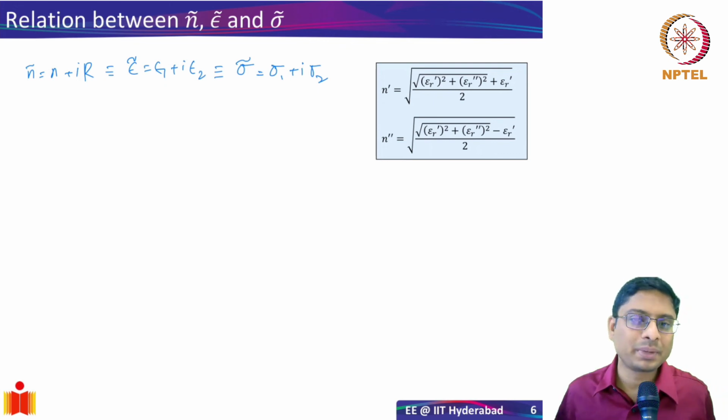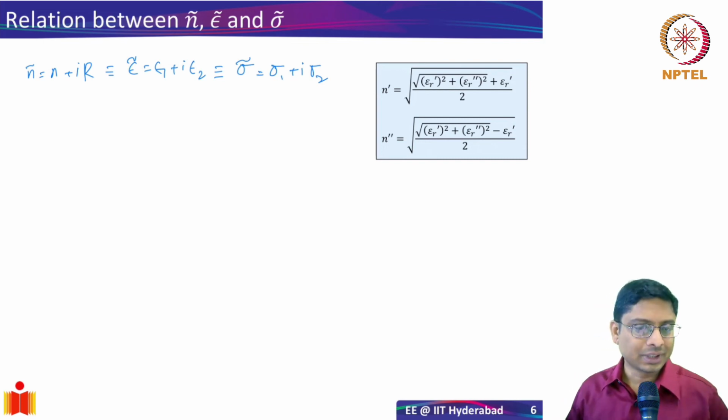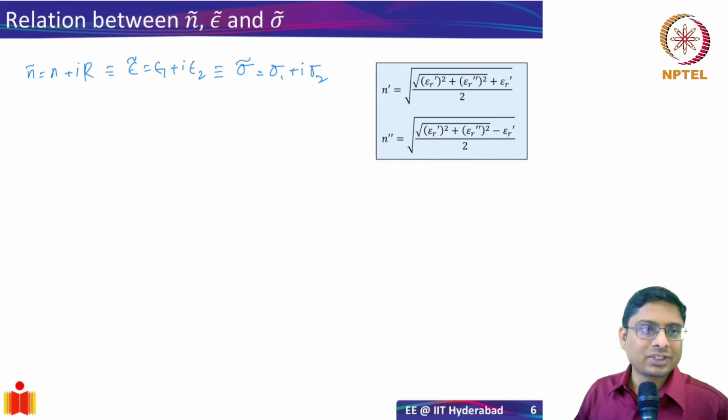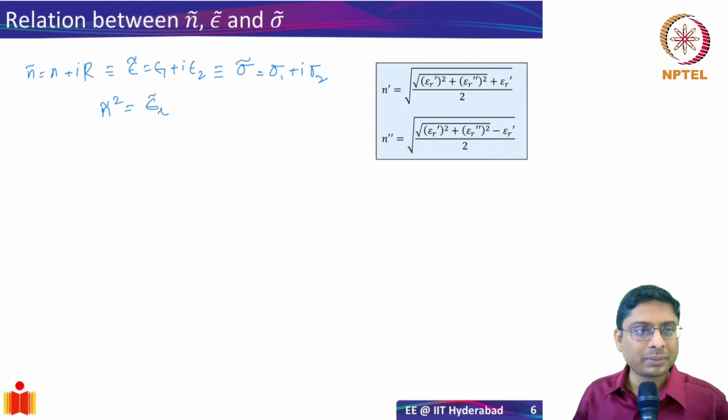So any one of them you can pick, and that has the necessary information. Sometimes we use one or the other. We have already seen the relation between the refractive index and epsilon. If you look at Maxwell's equations and substitute in that, you will see that the square of the complex refractive index is essentially equal to the permittivity.